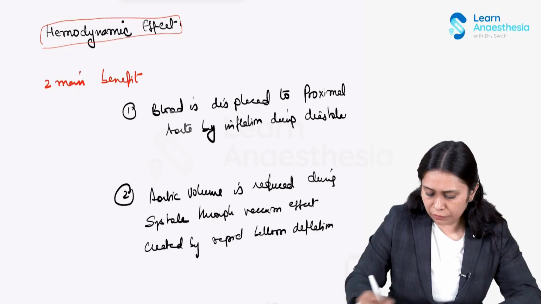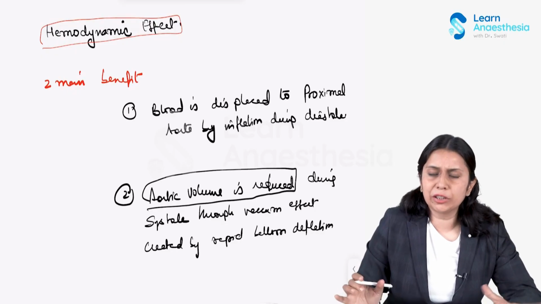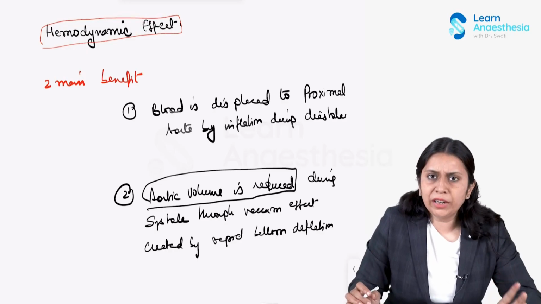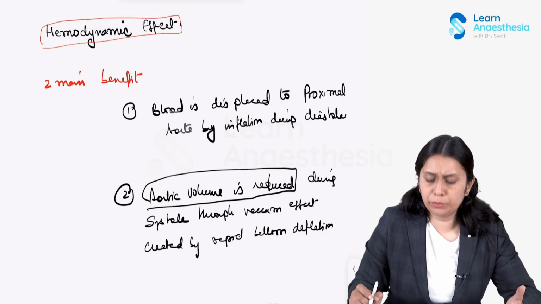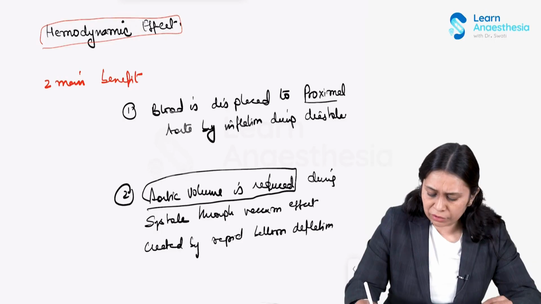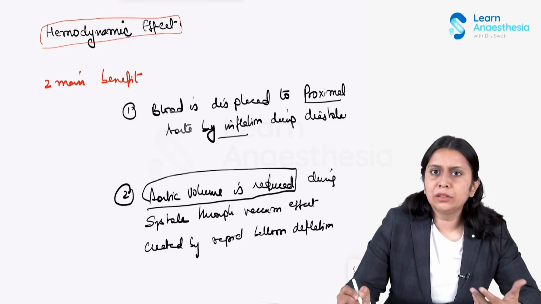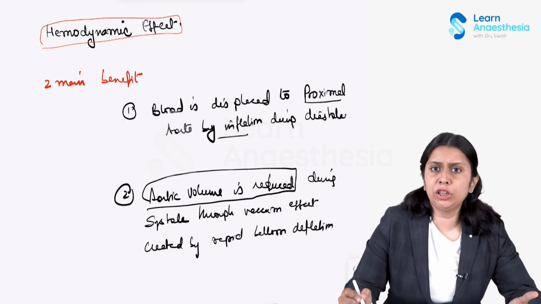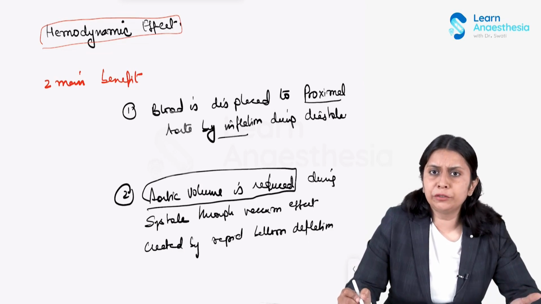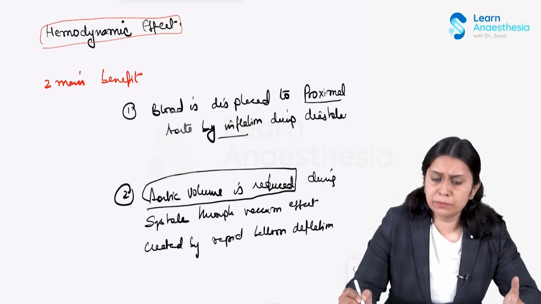So the aortic volume is decreased. Aortic volume is decreased by this rapid vacuum effect. So this will result in decreasing the systolic blood pressure of the patient. And blood is displaced in the proximal aorta during inflation. This will augment the diastolic pressure and improve the coronary perfusion. So that's why its role in refractory angina and cardiogenic shock has been seen.